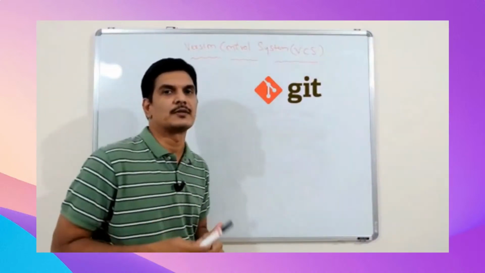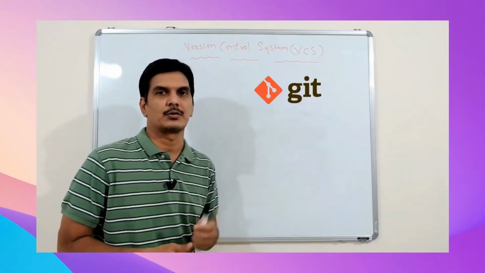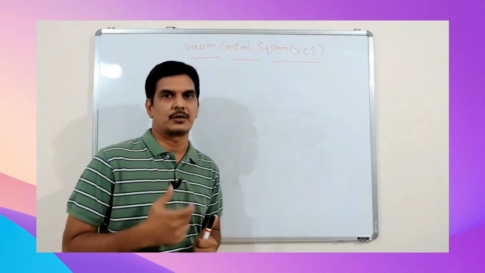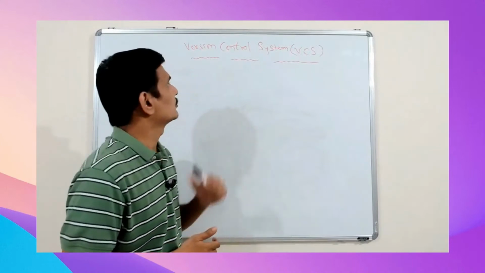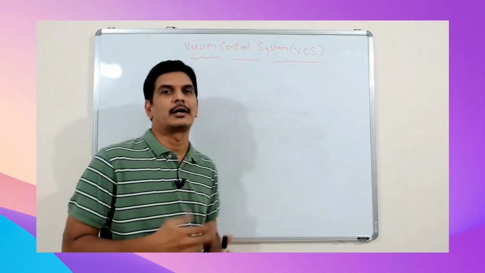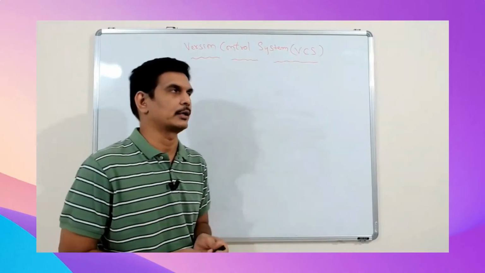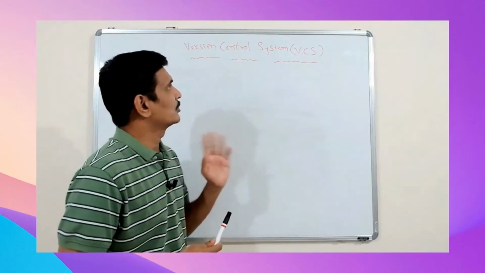So as part of the first video, we'll see the introduction part: what is a version control system, why it is required, and what benefits we'll get from a version control system, and so on. After that, we'll start discussing Git. So first, let us start with what a version control system is.